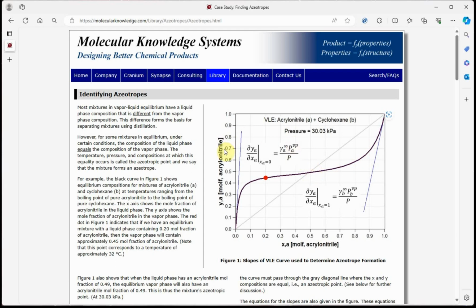We can calculate these limiting slopes in terms of basic physical properties, specifically the infinite dilution activity coefficient, the vapor pressure, and the boiling point, which is the temperature at which these properties are determined. The derivation of these equations, again, is given further down on the web page.